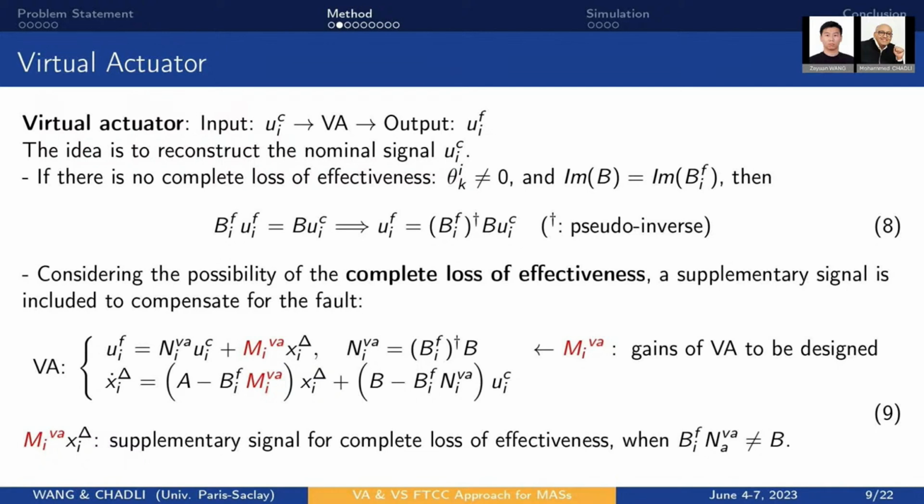And now consider the case of complete loss of effectiveness. We add a supplementary signal M_IVA times Xi_delta for compensation, where Xi_delta is the state of the virtual actuator. This is a more general case of equation 8, and the big matrix M_IVA is the gain to be designed. If there's no complete loss of effectiveness, we can simply make M_IVA equal 0, and then equation 9 becomes the pseudo-inverse method in equation 8.